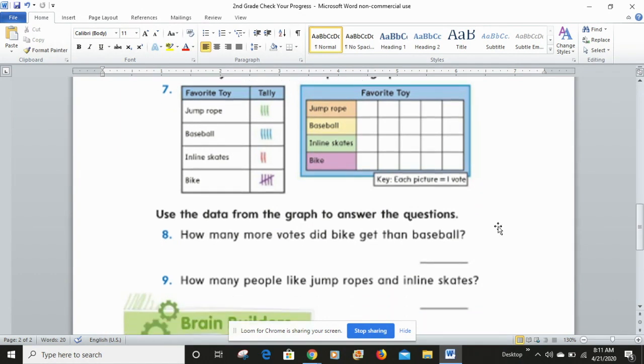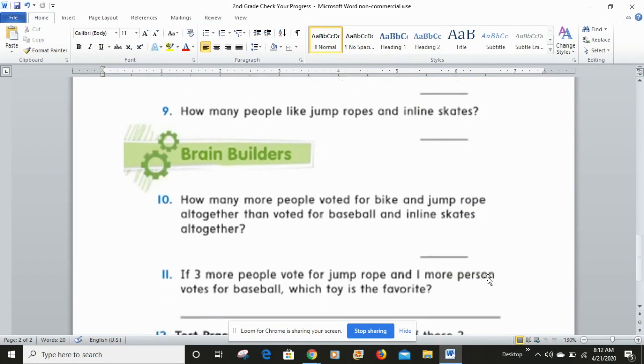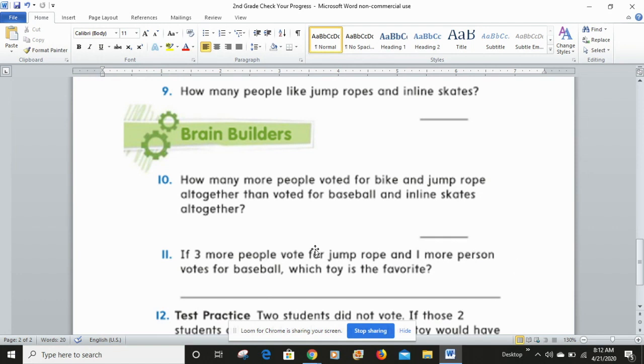Then once you have that graph made, you can come down. It says use the data from the graph to answer the questions. How many more votes did bike get than baseball? How many people like jump ropes and inline skates? When you read these, you have to be careful about some of the clue words, words like how many more or jump ropes and inline skates. Use those clue words to help you figure out, am I going to add or am I going to subtract? And then come down to the brain builders, and these are a little tougher story problems.